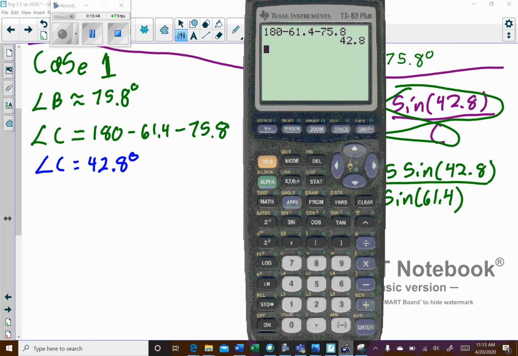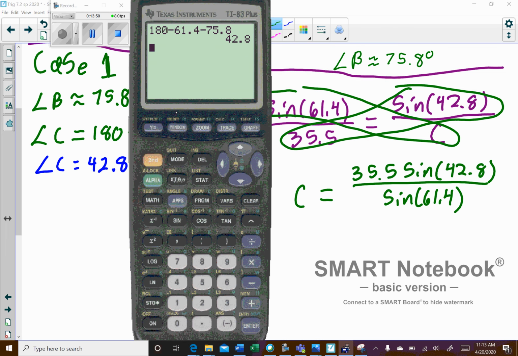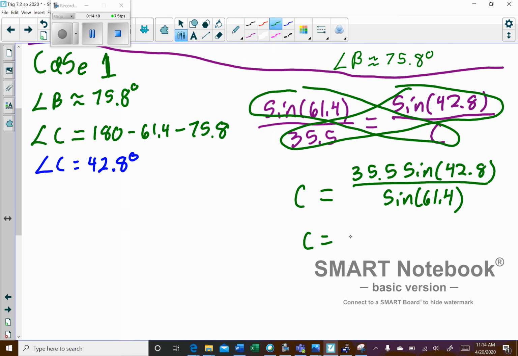And so now it's time to put this in the calculator. So we'll clear that out. So let's see, 35.5 times sine of 42.8, close the parentheses, divide by sine of 61.4, close that, enter, there we go. And we can round, I'm going to round two decimal places. So let's see, 27.47. Okay, so that would be case one.